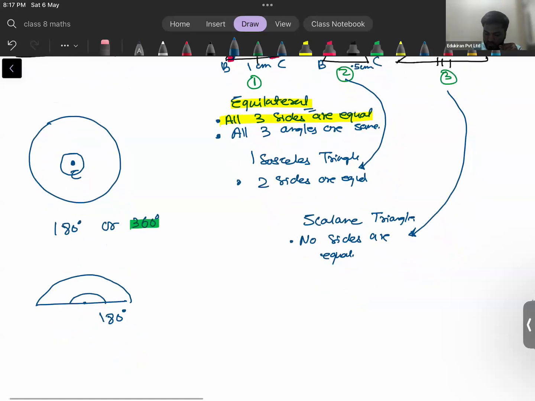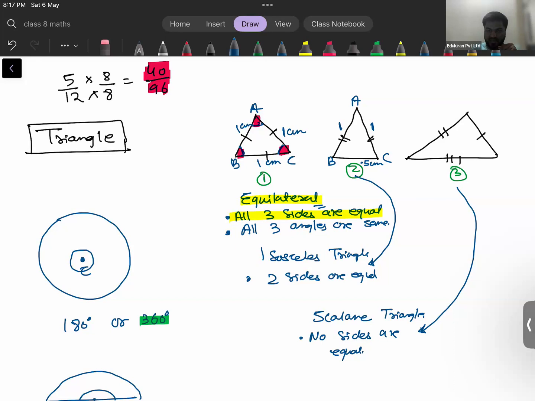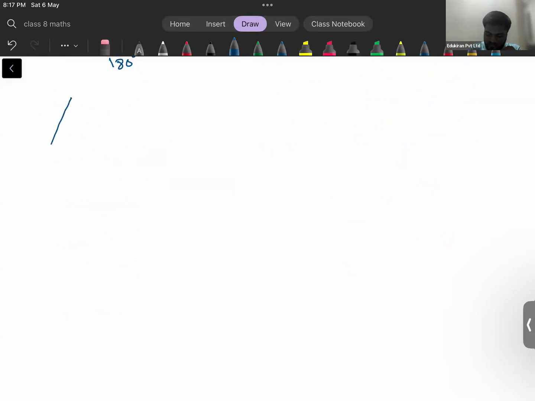So what else have you studied in triangles apart from their types and the angles? We have studied, sir, triangle properties and solving triangle equations. Okay, you're talking about congruency, right? Yes. Okay. Let's say I have taken a triangle here, triangle ABC.